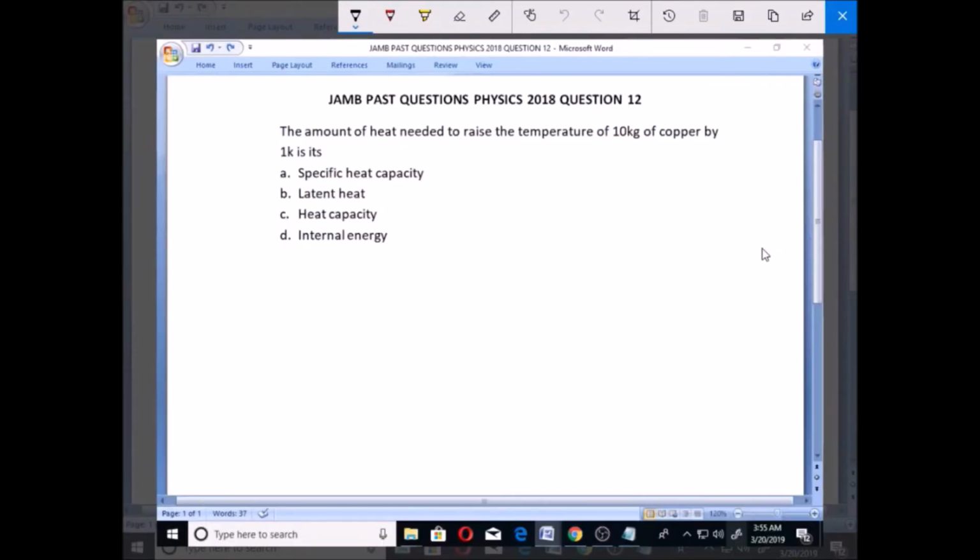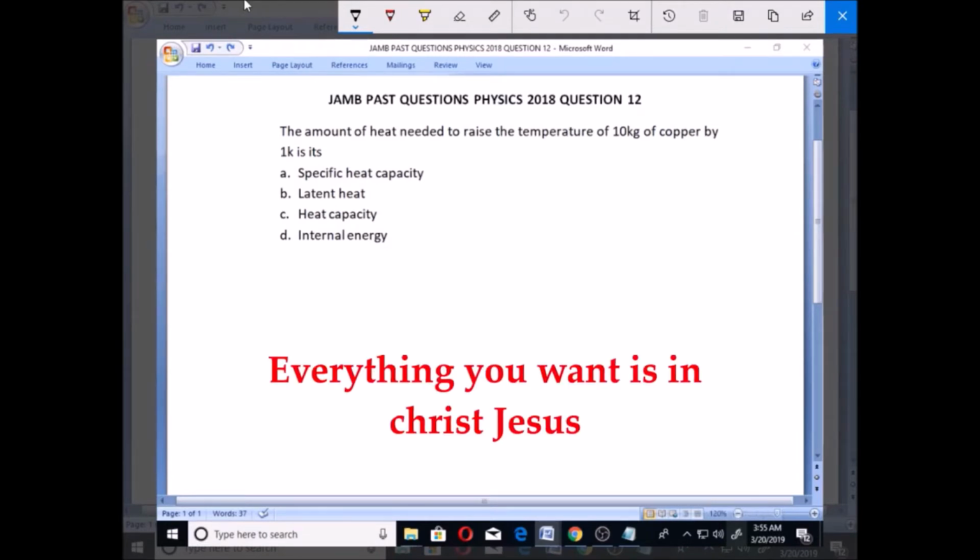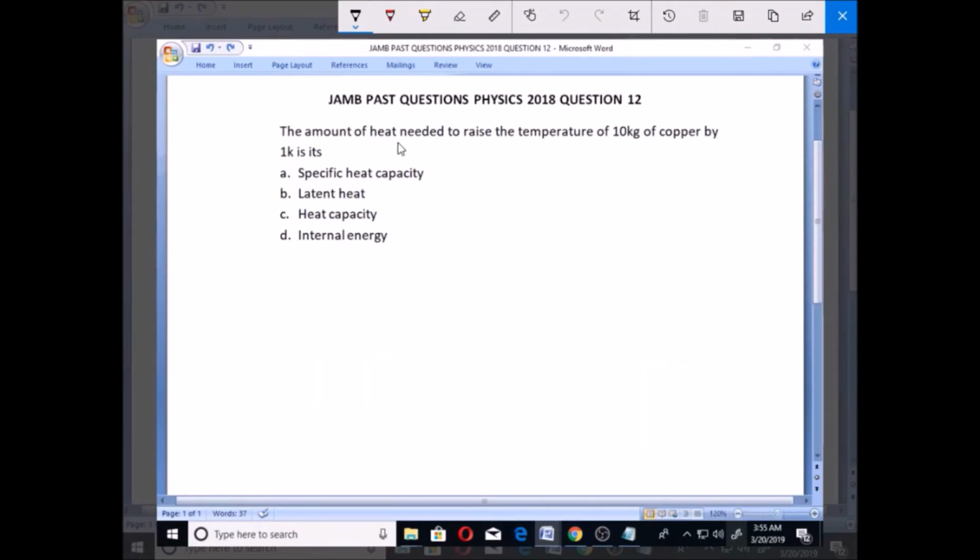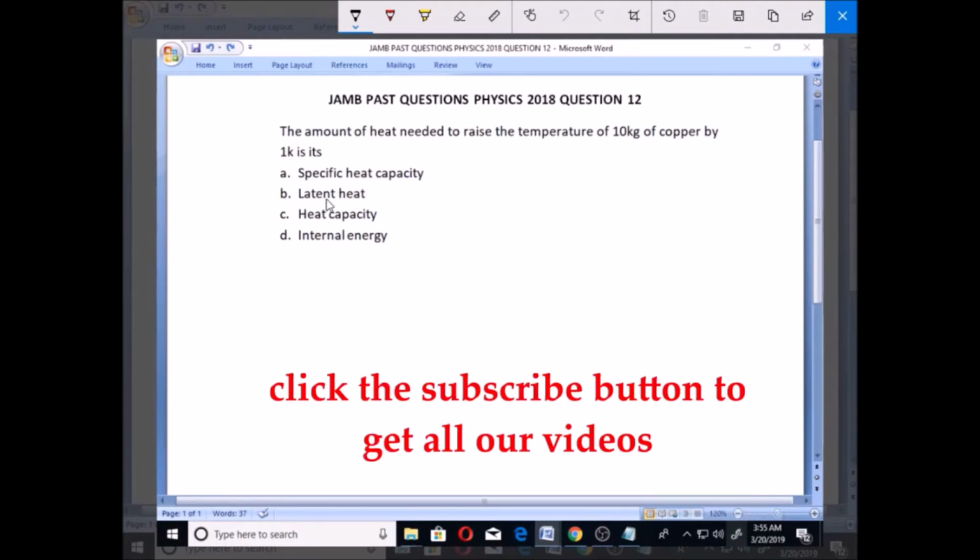This is question number 12 for JAMB Past Question Physics 2018. The amount of heat needed to raise the temperature of 10 kilogram of copper by 1 Kelvin is its A. Specific heat capacity, B. Latent heat, C. Heat capacity, D. Internal energy.